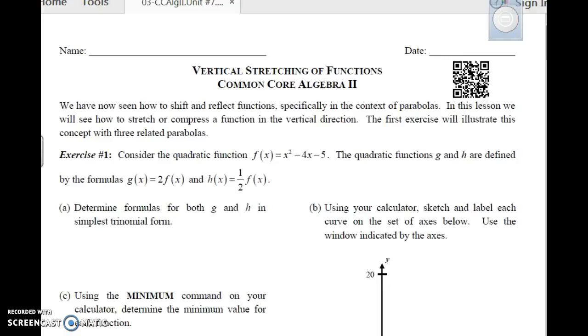This is Algebra 2, Unit 7, Lesson 3 on vertical stretching of functions. Now, we have seen how to shift and reflect functions using parabolas. In this lesson, we'll also see how to stretch or compress a function in the vertical direction.